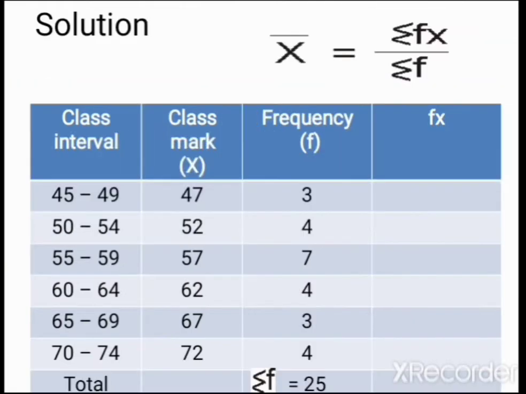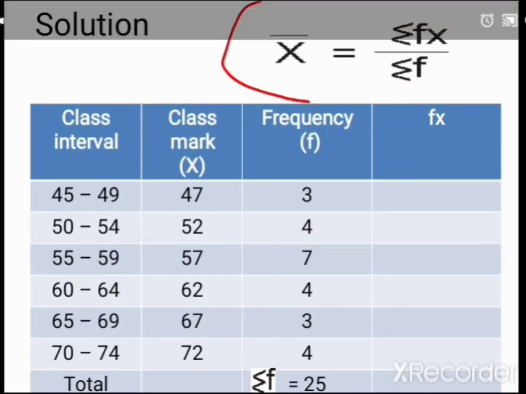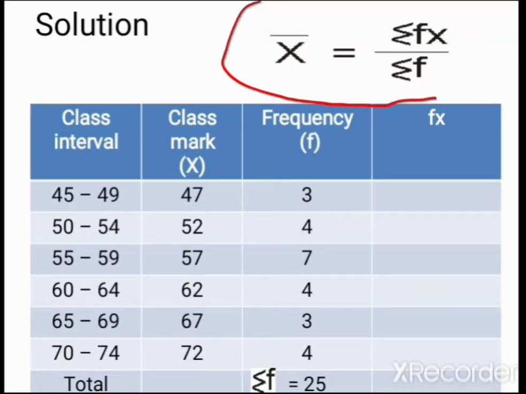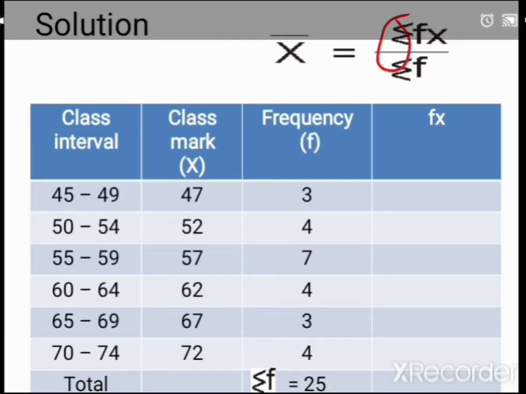We want to calculate the mean. We recall the formula for the mean is x bar equals summation fx all over summation f. We have already grouped the table in our previous class, and this is the frequency. If you look at this formula, forget about the summation first. Just ignore these two summation signs.